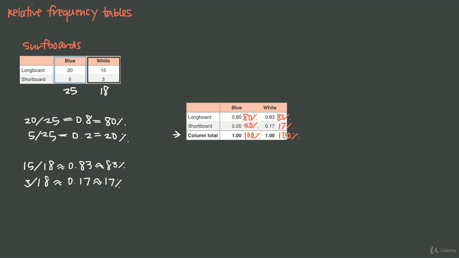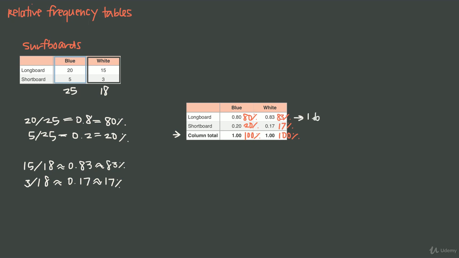You can pick whichever one you'd like. But the column total at the bottom, and the fact that we say column here, means that we looked at each column individually. That makes sense because 0.8 and 0.2 add up to 1, and 0.83 and 0.17 add up to 1. So when we sum the column, we get a total of 1, and that's always what we want, 1 or 100%.